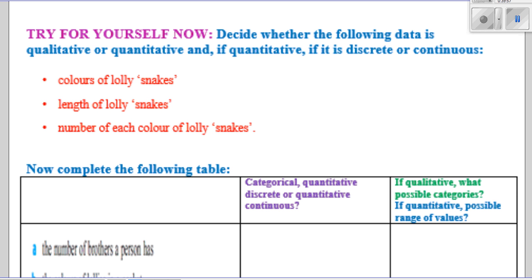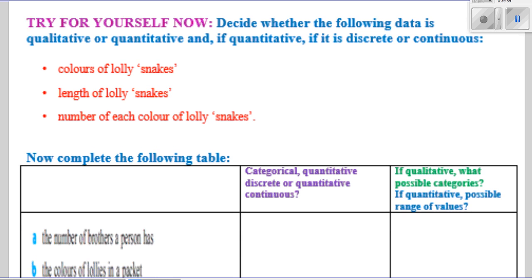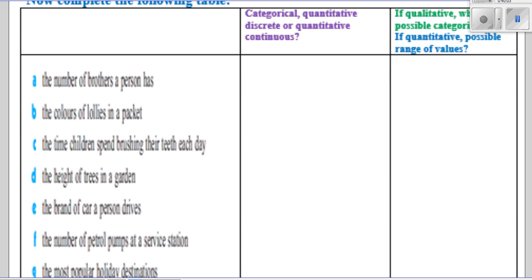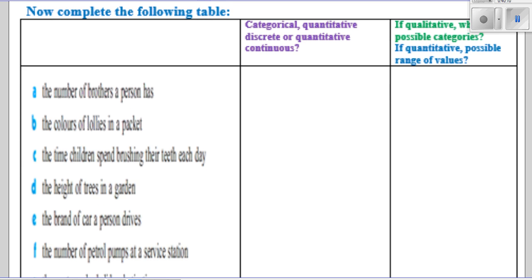So guess what I have as a little homework for you guys? Just to do this little table. I said categorical, but I should have said qualitative. But you know that categorical means qualitative, don't you?